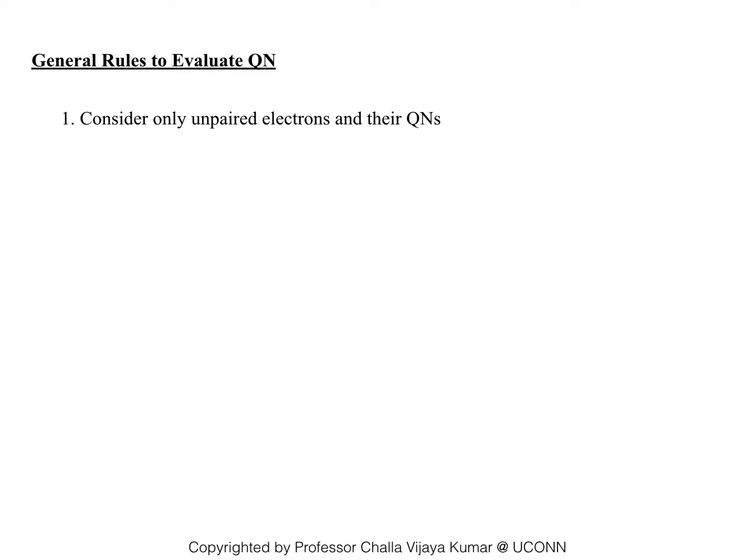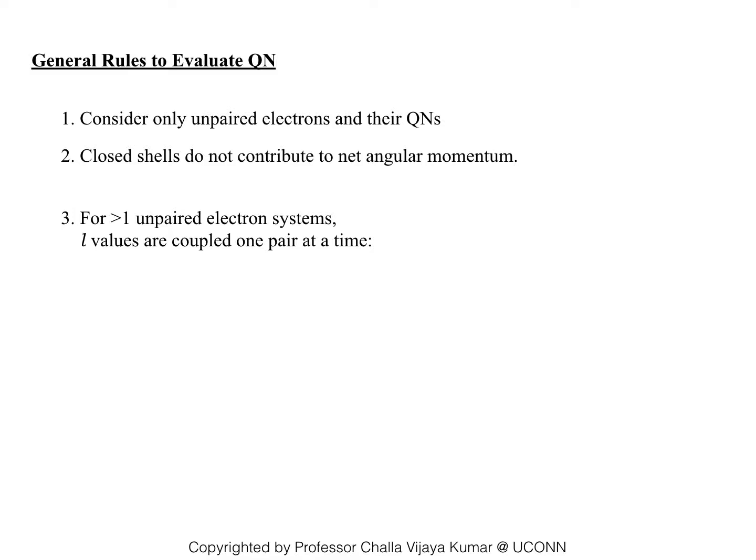The general rules are, in addition to what we just discussed, consider only unpaired electrons and their quantum numbers, because everything else cancels away angular momentum. Closed shells do not contribute to the angular momentum, so ignore the closed shells, as I mentioned before. For systems with more than one unpaired electron, L values are coupled one pair at a time. So if you have one electron, there is nothing. But if you have two electrons, then we need to couple the momenta of the two electrons. And so that's what we're saying: L values should be coupled one pair at a time.